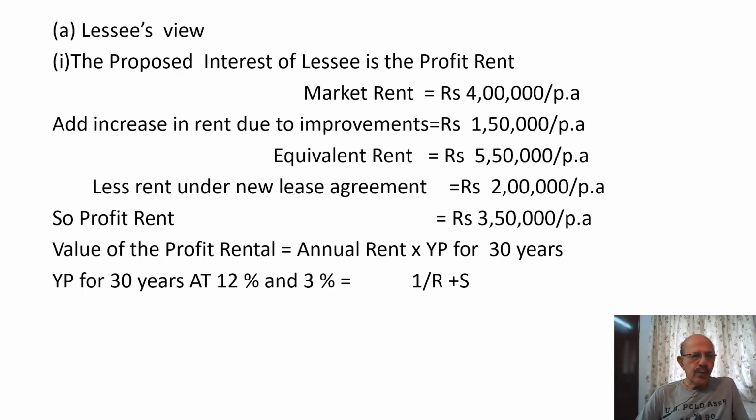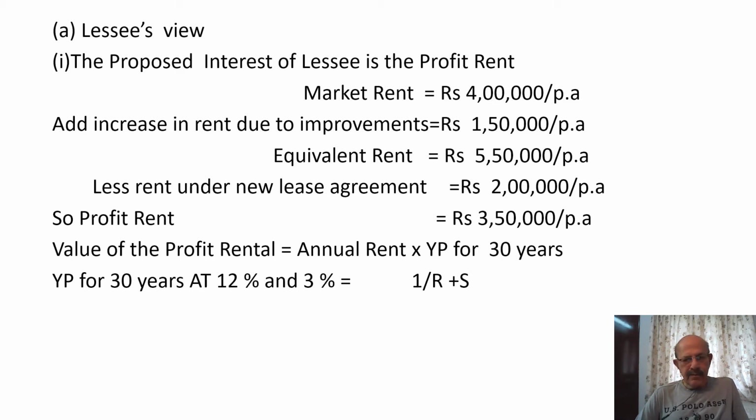Now, the lessee's view. First, the proposed interest of the lessee is the profit rent. Market rent is equal to 4 lakhs per annum. Add increase in rent due to improvements, rupees 1,50,000. So equivalent rent is equal to 4 lakhs, the market rent, plus the rent on improvement, which comes to 5,50,000 per annum. Less rent under new lease agreement, rupees 2 lakhs. So profit rent is 3,50,000 per annum.